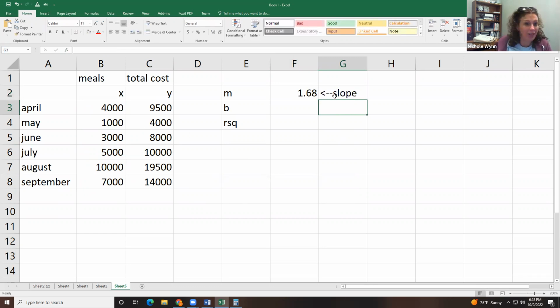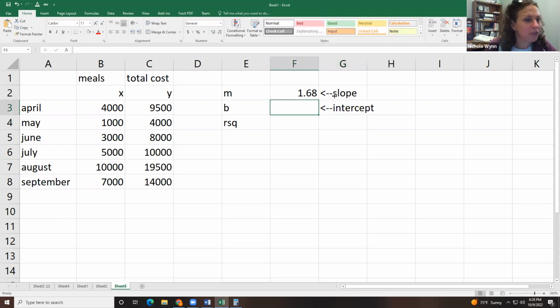I didn't have to find the high, find the low, ignore all the other data points, do y2 minus y1 over x2 minus x1. All I had to do was in Excel, use the function called slope, select my y's and select my x's. Okay, so now let's find our b. Our b is called our intercept.